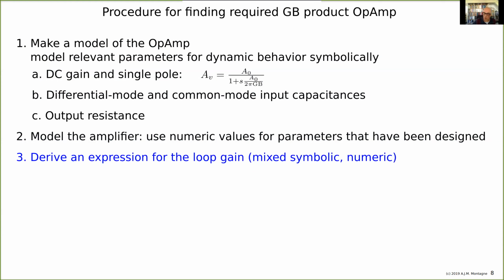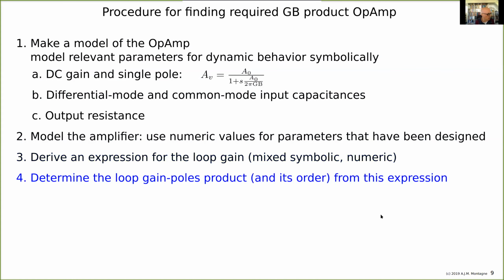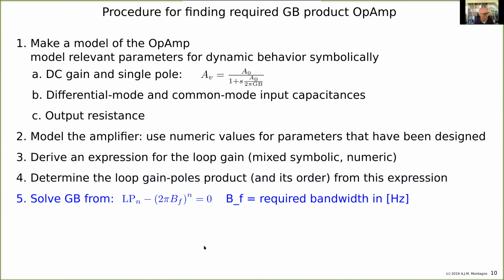Remember, all models are wrong, but some are useful. And models should be as simple as possible, but not simpler. Then we have Box and Einstein together. So then we are going to determine the loop gain pole product and its order from this expression. There are tools in SLiCAP to help you with this. And we solve the gain bandwidth product.